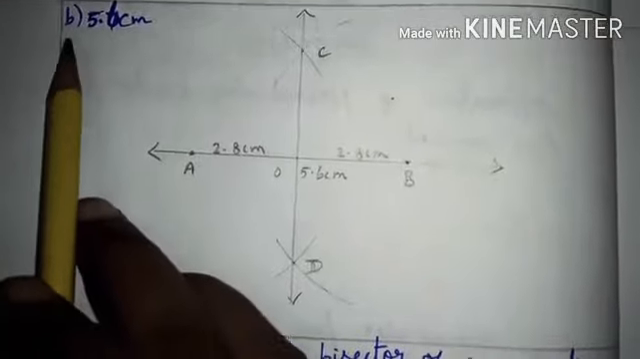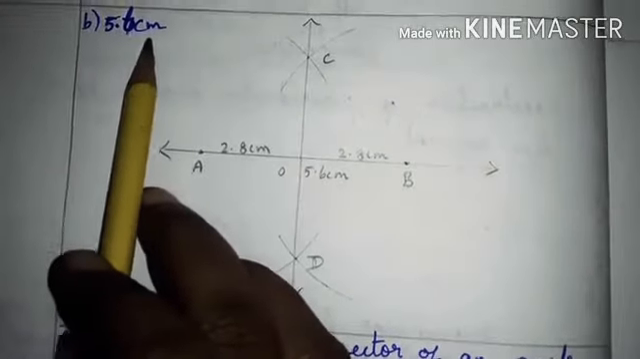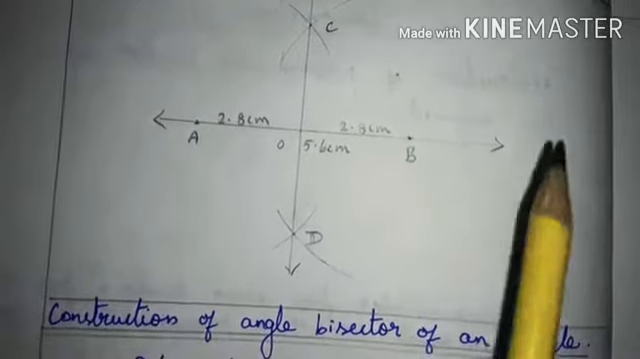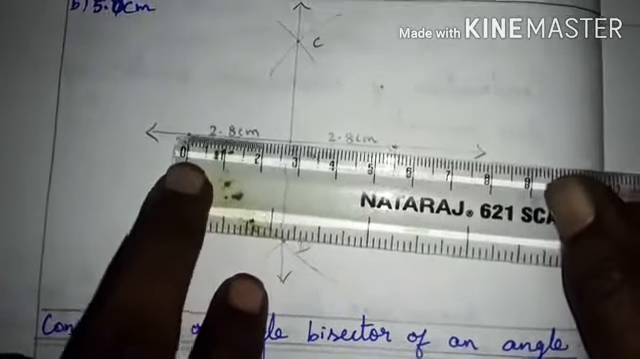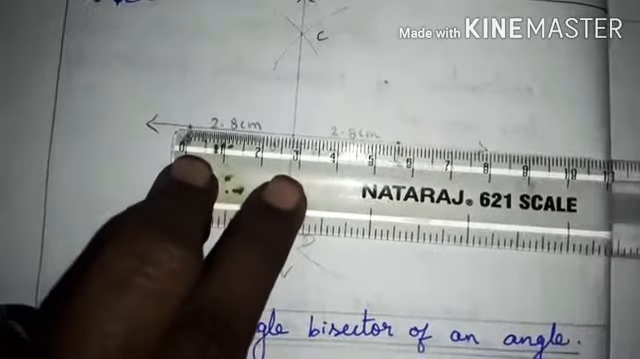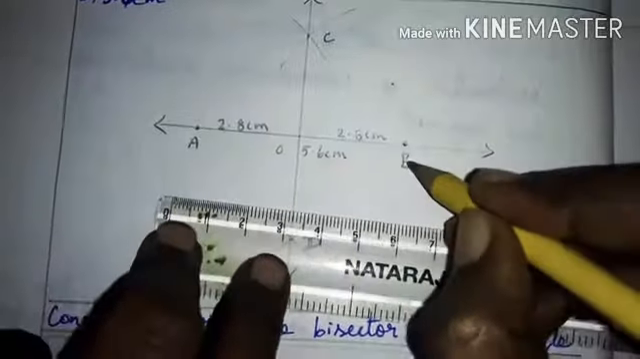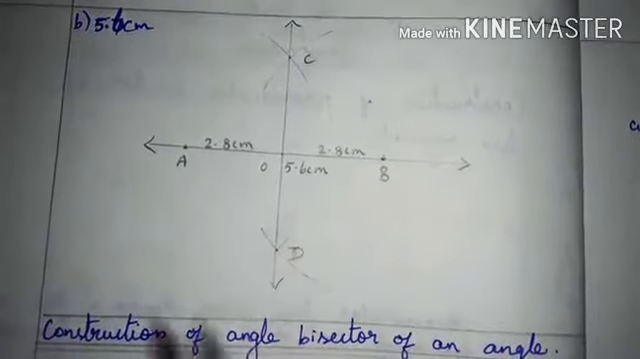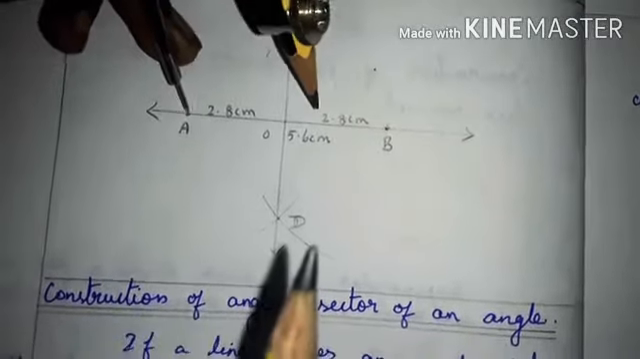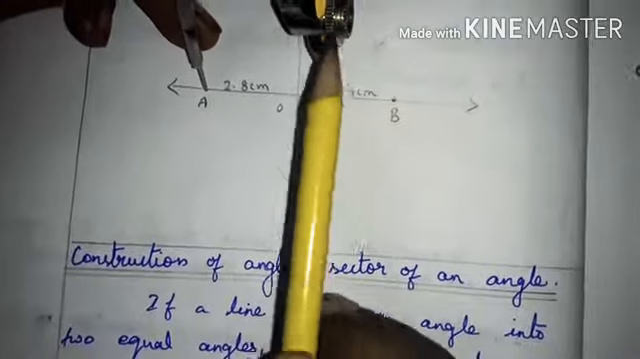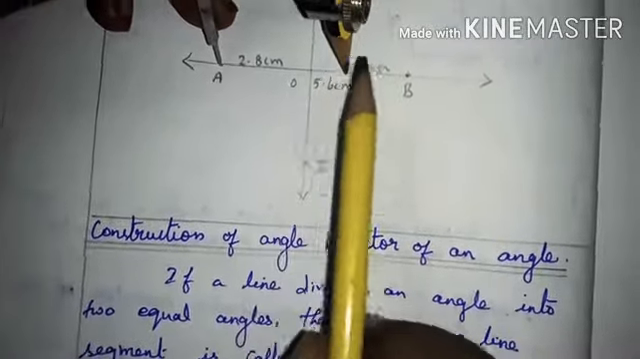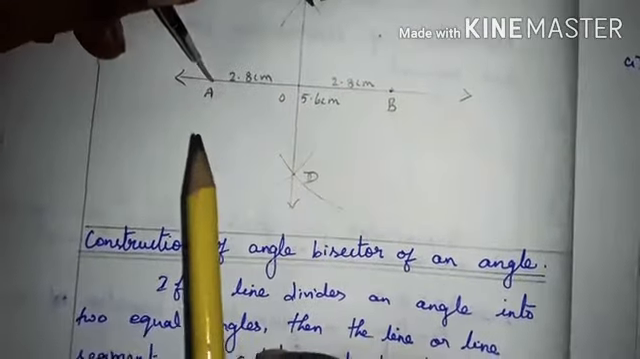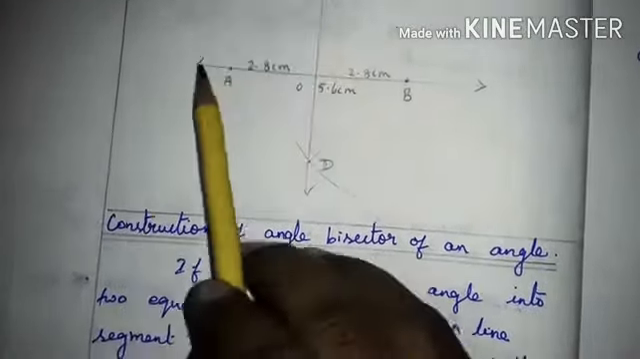Next sum, the given line segment is 5.6 cm. First you have to draw the line and mark the point A. From this point, measure 5.6 cm and mark the point as B. Then take the compass and keep it at A. Measure more than half of AB and cut an arc one above and one below the line AB.